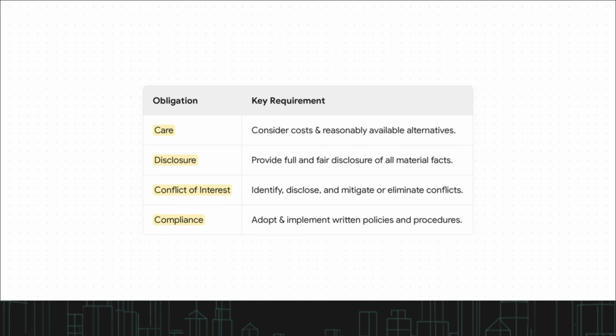First, the care obligation. You've got to understand the product, the customer, and this is critical, consider the costs and any reasonably available alternatives. Then there's disclosure, full and fair disclosure of all the important facts. Then, conflict of interest. You have to identify conflicts, tell the client about them, and then mitigate or even eliminate them. And finally, compliance. Your firm has to have policies and procedures to make sure all this actually happens, and trust me, these are not suggestions, they are mandates.